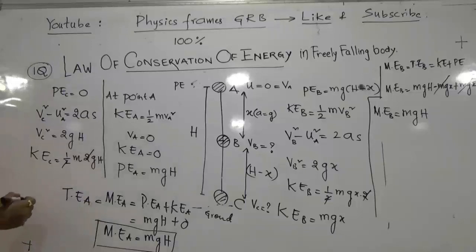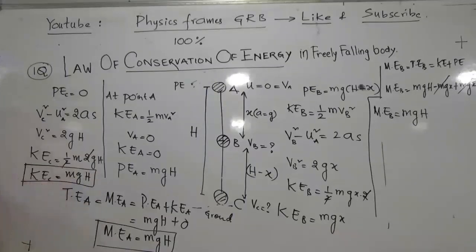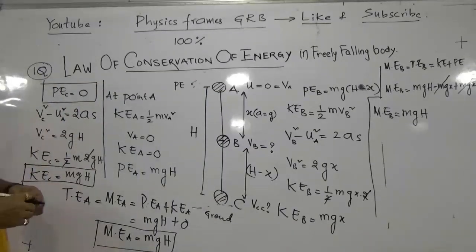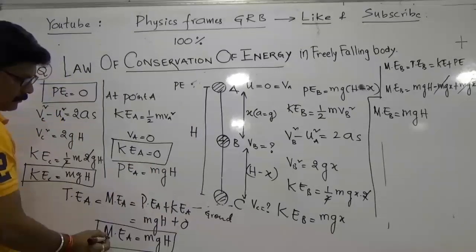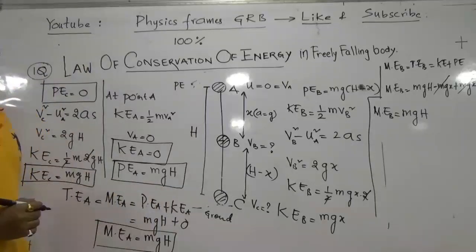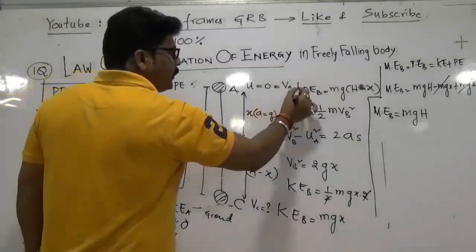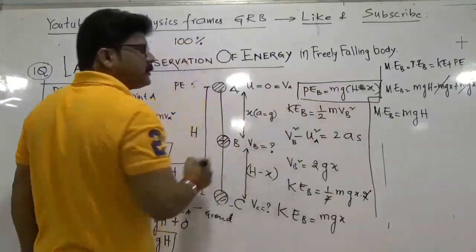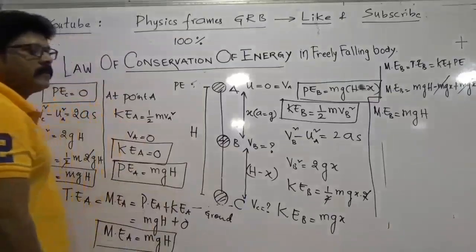Answer check. Now, what is left here? Kinetic energy at point C equals mg into h. Potential energy at point C is zero. Here kinetic energy at point A is equal to 0, and the mechanical energy is mgh. Potential energy at point A is equal to mgh. Next, kinetic energy at point B equals mg x, which is half m v square.